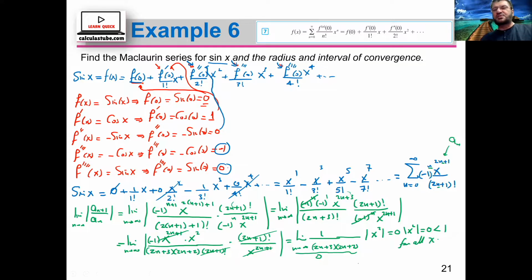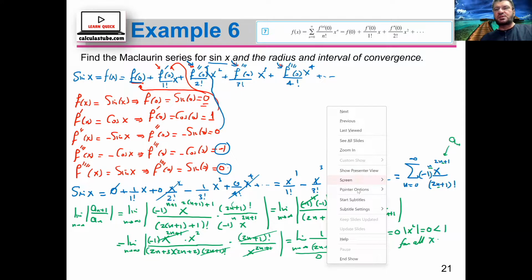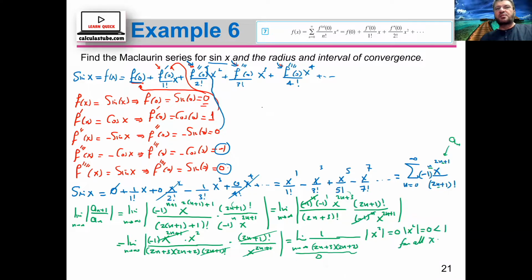So the radius of convergence is what? So we can conclude here on the top. So let's conclude the whole thing. So now we can conclude the following. Therefore, the radius of convergence is r equal to infinity. And in this case, the interval of convergence is what?